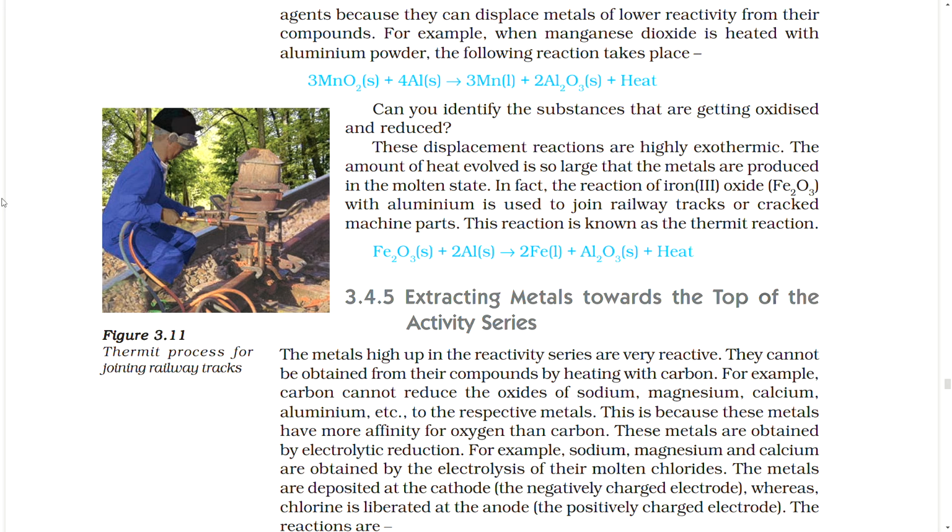Fe2O3 solid plus 2Al solid tends to 2Fe liquid plus Al2O3 solid plus heat. Figure: thermit process for joining railway tracks.